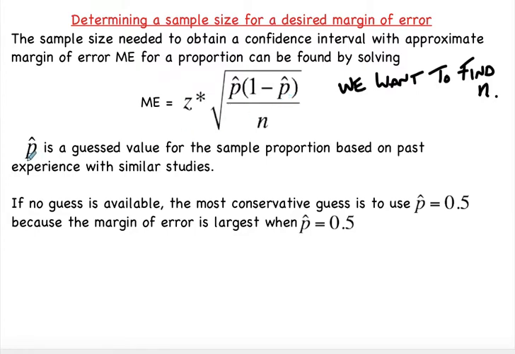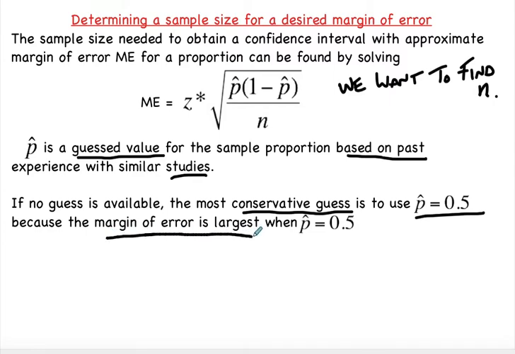So what you can do is you can use a guessed value based on some past study. That would work. Or if you don't have a guess available, the most conservative guess would be to use 0.5. And the reason is that the margin of error is the largest when p hat is 0.5. So that's being conservative, like you're overestimating your margin of error. So again, you either need to use some previous past p hat from a different study, or if you don't have that available, use 0.5 because it's a conservative guess.